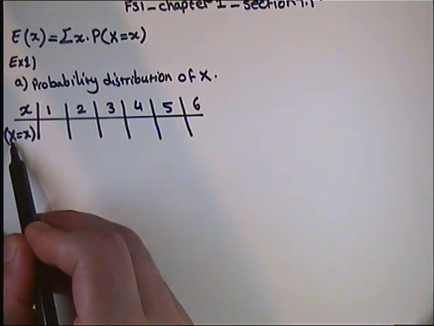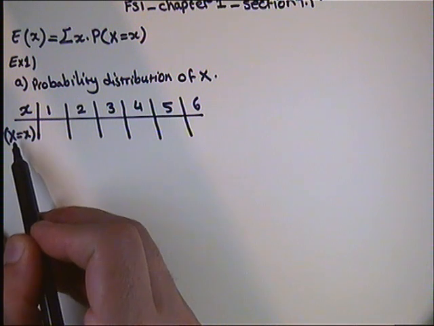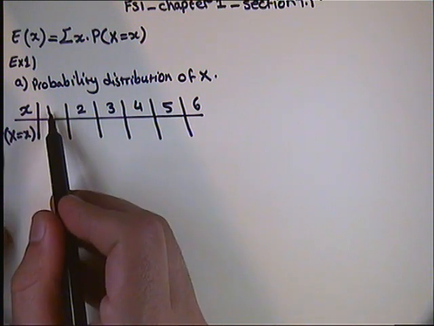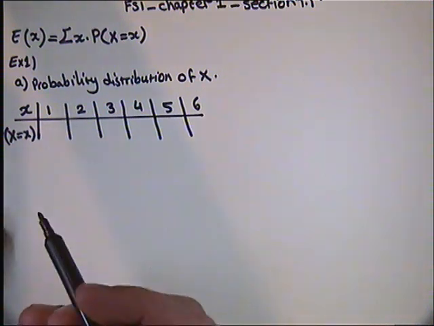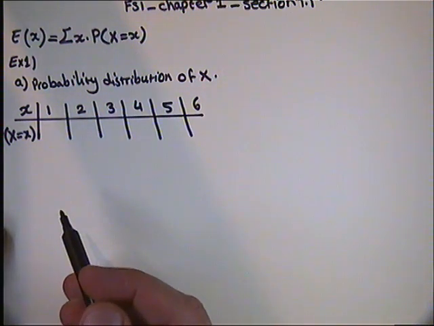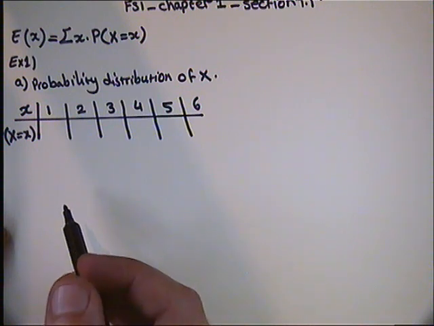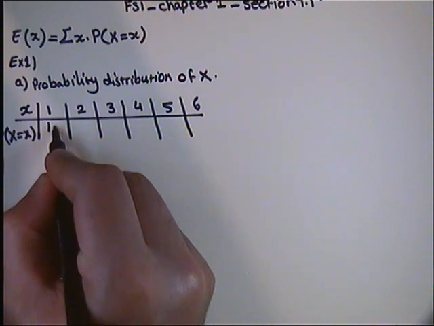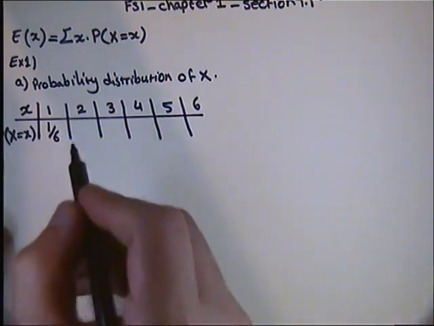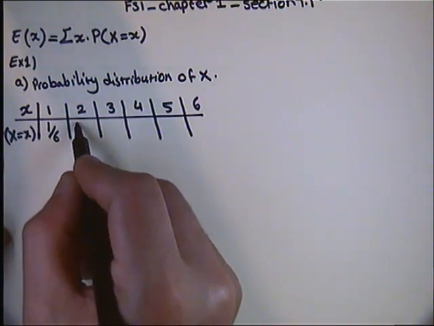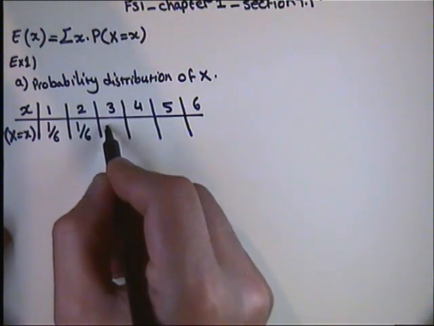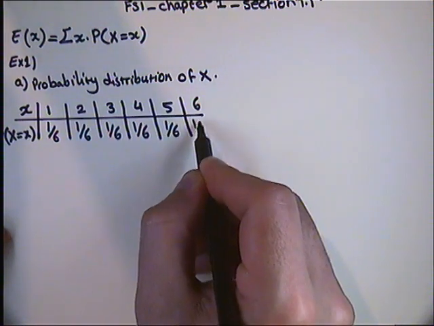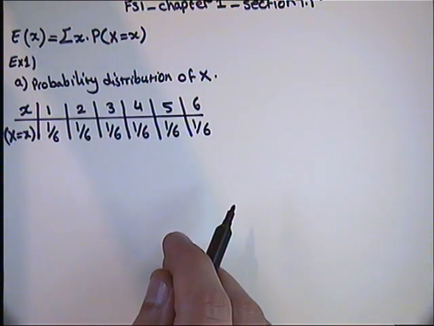Probability of random variable X equals x. In this case, it means probability of random variable X equals 1. What is the probability of the dice landing on 1? Okay, it should be 1 out of 6 as it is a fair dice. Similarly, the same thing for 2, 3, 4, 5, and 6.